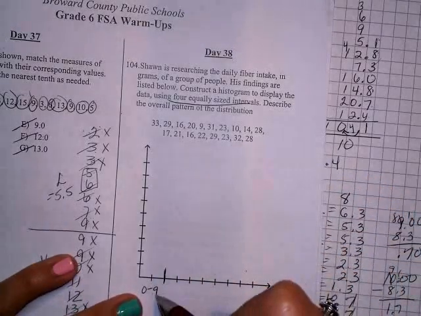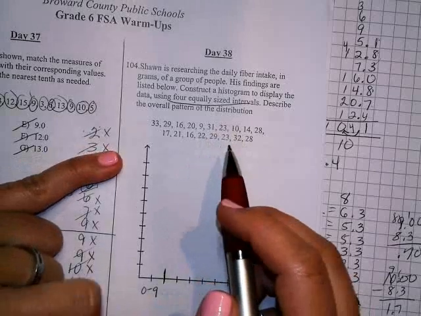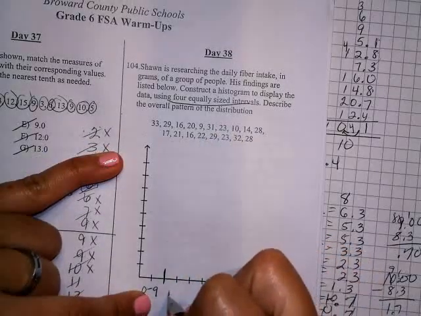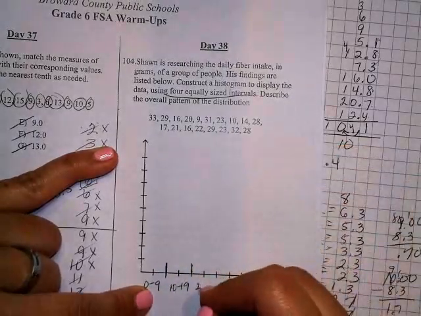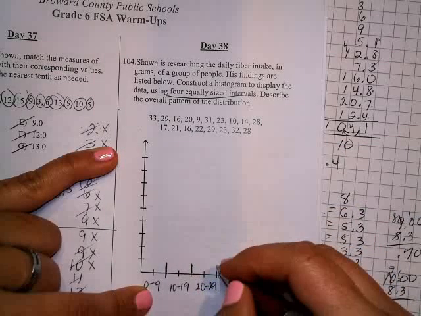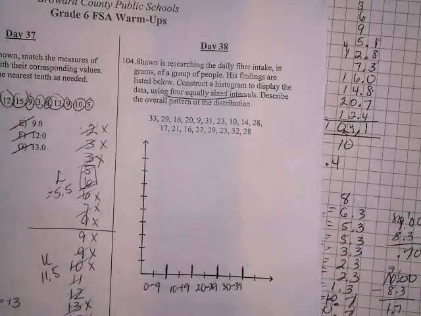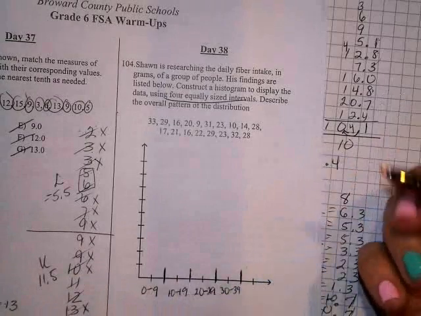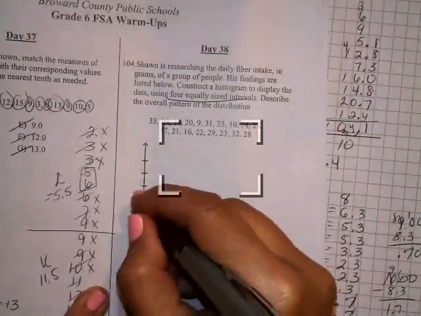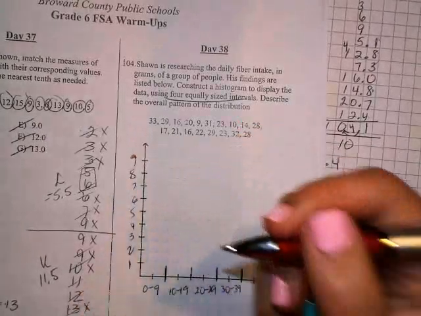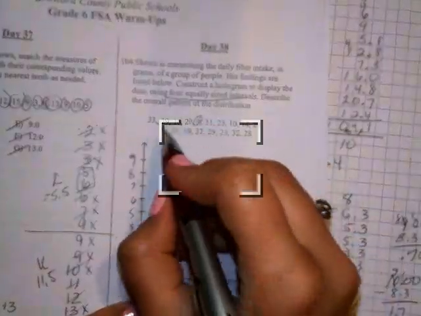And look at the smallest number we have here, 9. Highest number is, what is it? Twenty to twenty-nine. I guess make them by 9s. 30 to 39. Four equal sized intervals. Okay. So from 0 to 9, how many were there? 6, 7, 8, 9. From 0 to 9, how many numbers were there? Only 1.